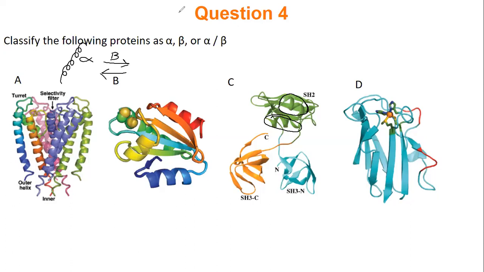All right, questions about recognizing alpha helixes, beta sheets, alpha protein, alpha beta protein? B is alpha beta protein. There's alpha helixes and beta sheets. Alpha helix, beta sheet, beta sheet. So it has both.